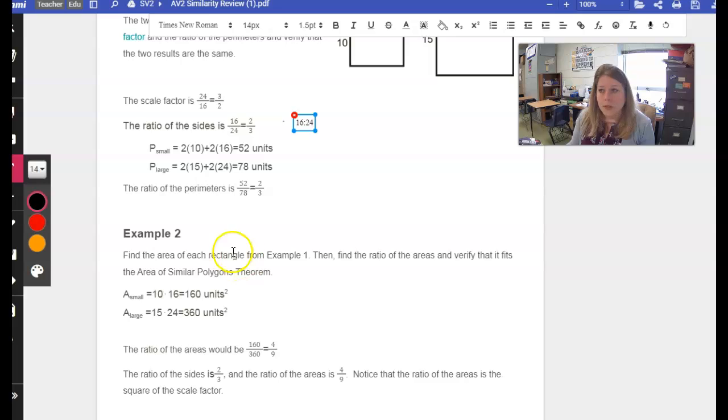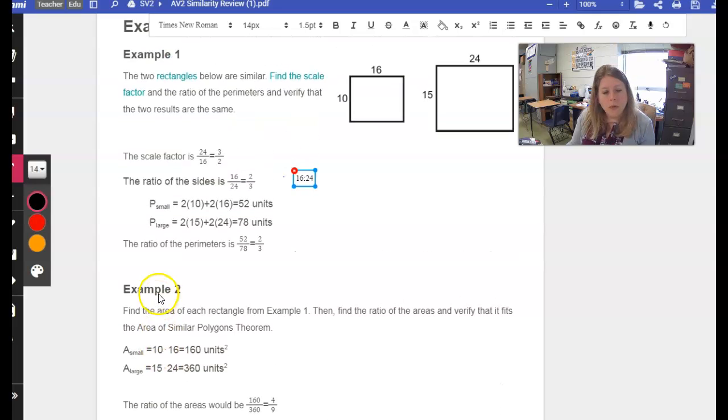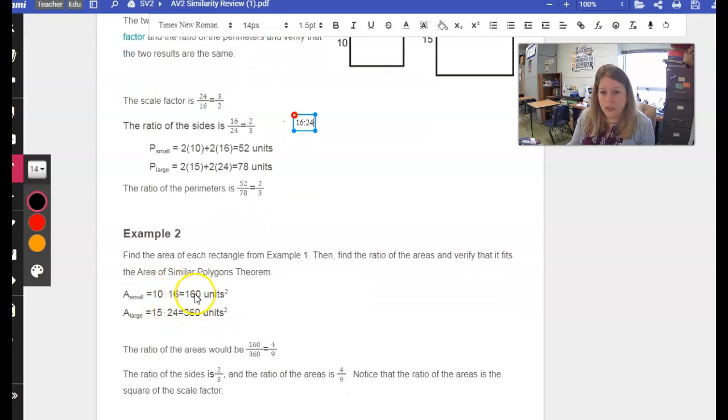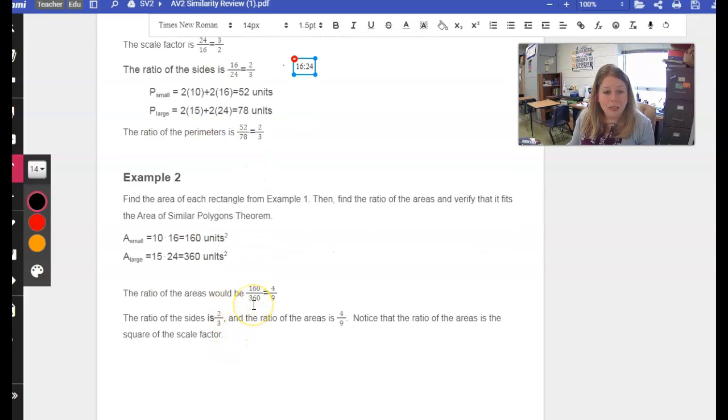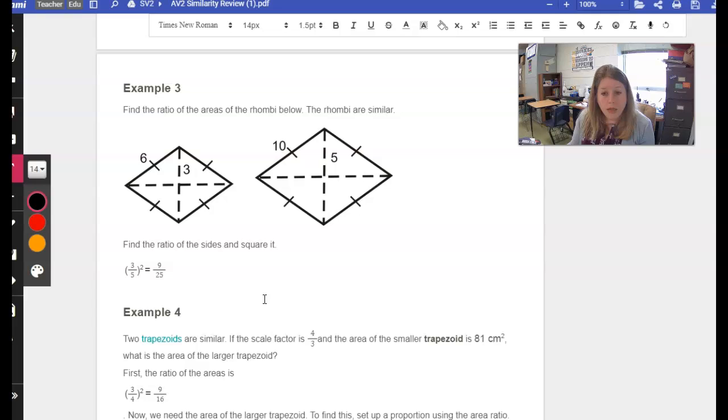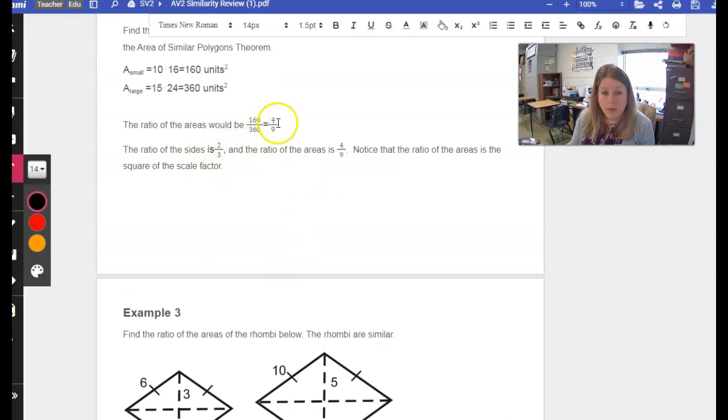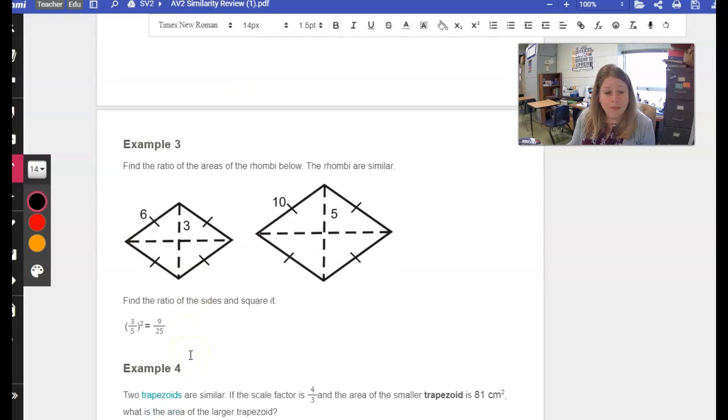For example 2, using those same rectangles, find the ratio of the areas and verify that it fits the area theorem, which just means we're squaring things. So the area of the small one is 10 times 16, which is 160 units squared, and the area of the large one is 360 units squared. So we're putting those in ratio form. 160 to 360 simplifies to 4 to 9, and that is the squared version of 2 to 3. Okay, so you square the 2, you get 4, you square the 3, and you get 9. So that's the ratio of your areas.